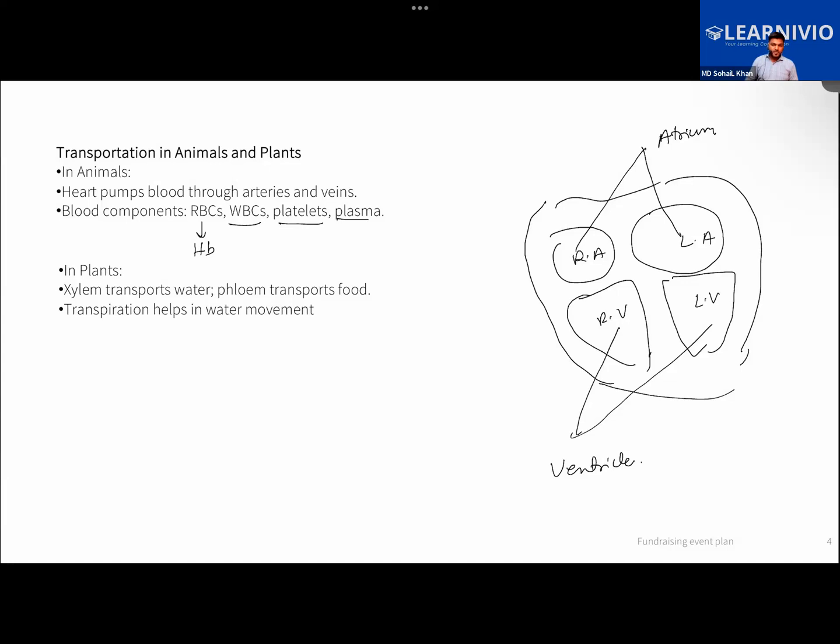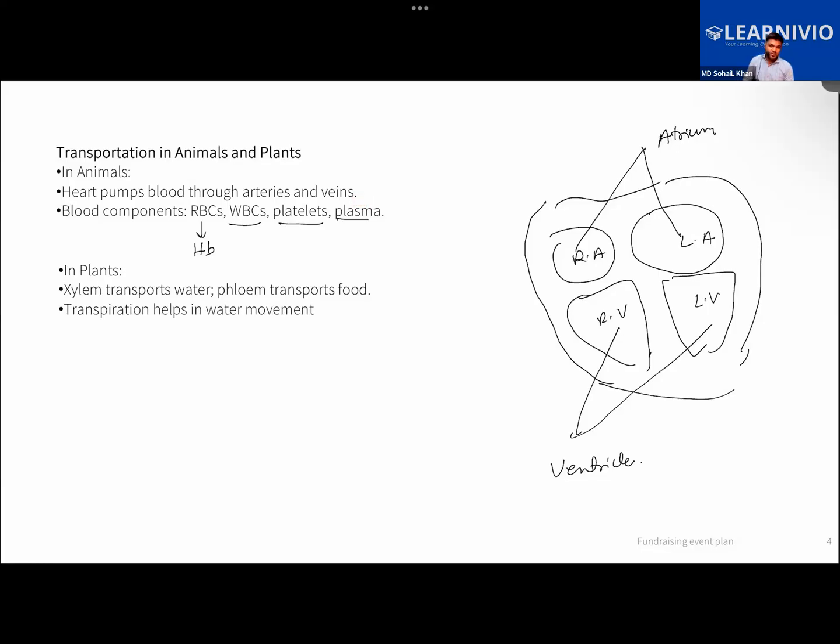Yes, Priyanka? Like about the arteries, we know oxygenated blood flows. But in the pulmonary artery, it's the opposite. Basically, deoxygenated blood flows. And in veins, impure or deoxygenated blood flows. But in the pulmonary vein, oxygenated or pure blood flows.